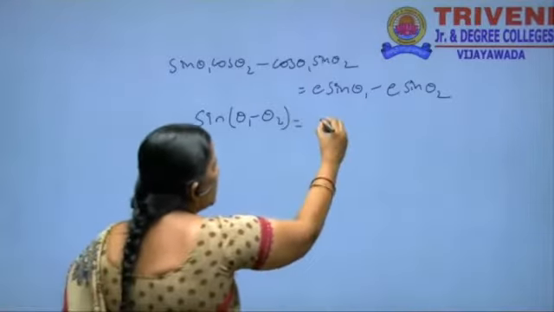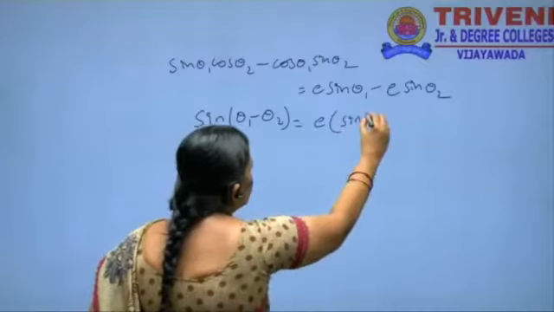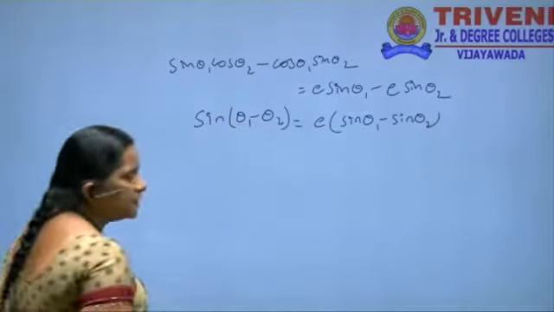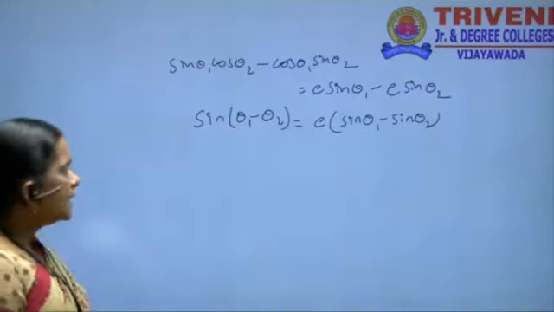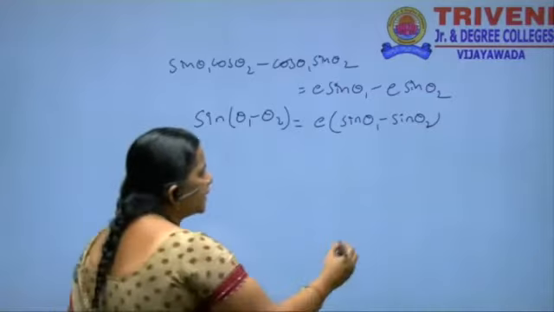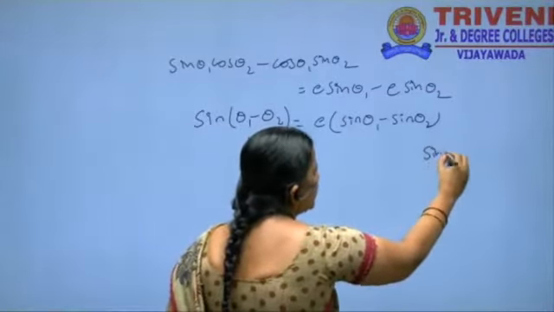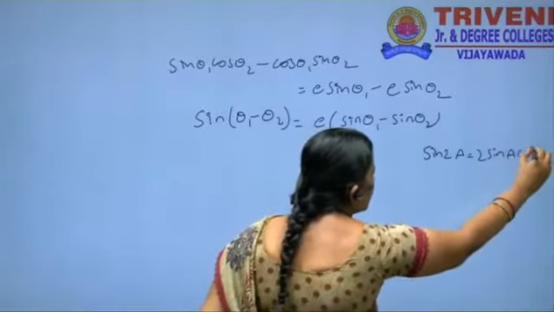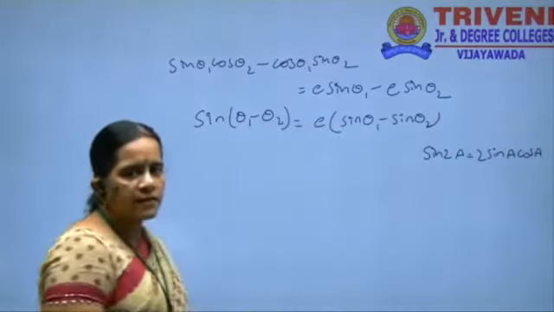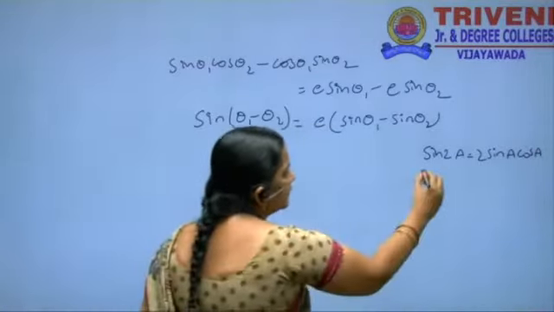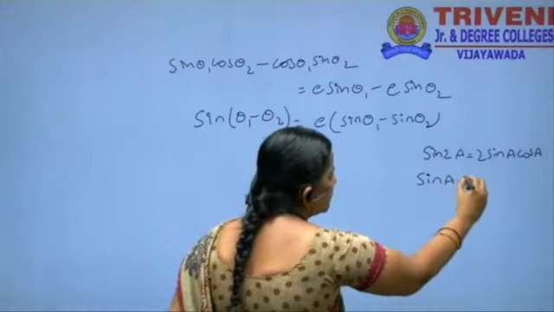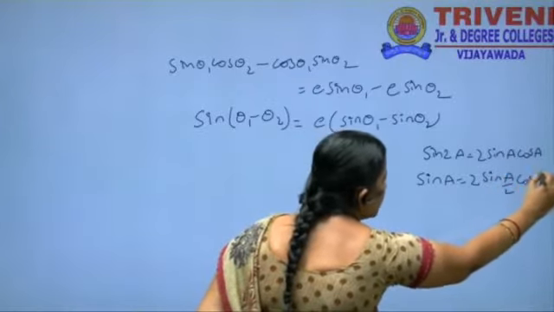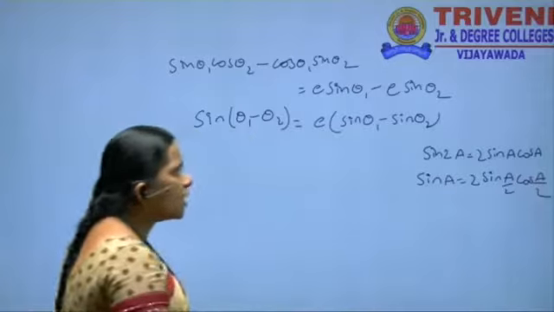Here E is common. E into sin theta 1 into sin theta 2, sin theta 1 minus sin theta 2. Here it is sin 2a. In first year trigonometry transformations, sin 2a is equal to what we have to write here? 2 sin a cos a. But here sin a is there. Sin a can be written as 2 sin a by 2 cos a by 2.